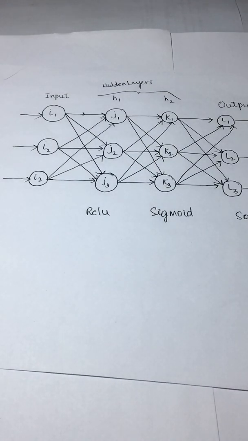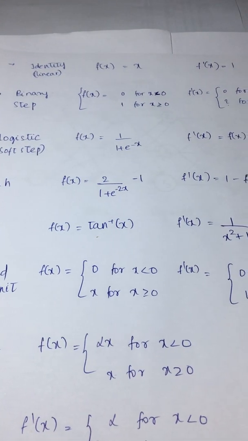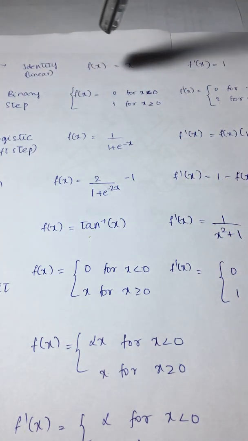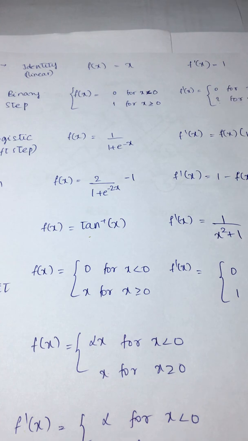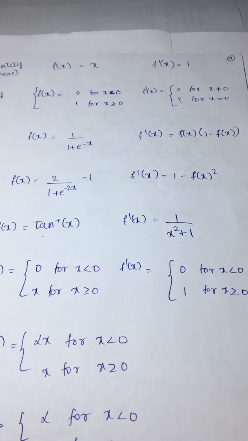So these were the important activation functions which are commonly used. This is again just an aggregation of all the commonly used activation functions. The first one is, I think, the identity or linear function. Next is your binary function.